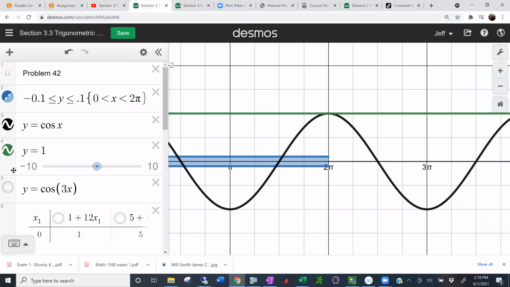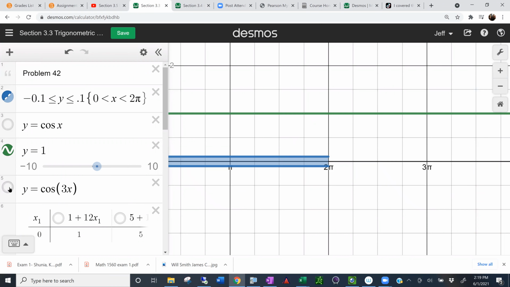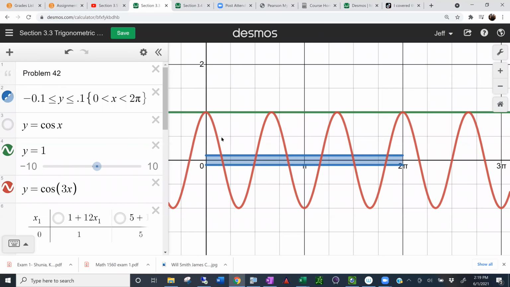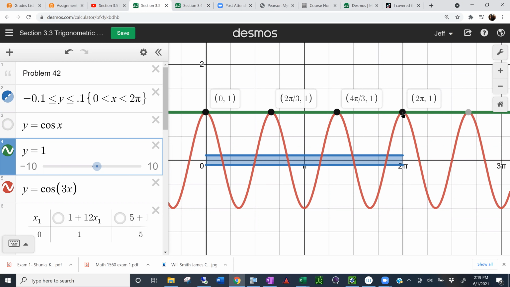If we come back here, and let me turn on this graph for y equals cosine of 3x, let's check that we got the correct three solutions. Well, there's one at 0, one at 2 pi over 3, one at 4 pi over 3. We don't want this one because that's going to be 2 pi, and I didn't want to go all the way up to 2 pi. So those are my three solutions.